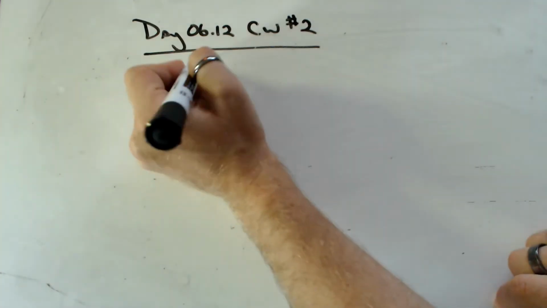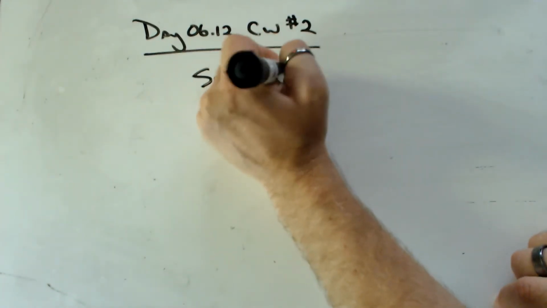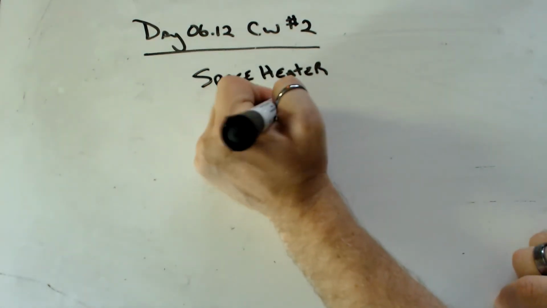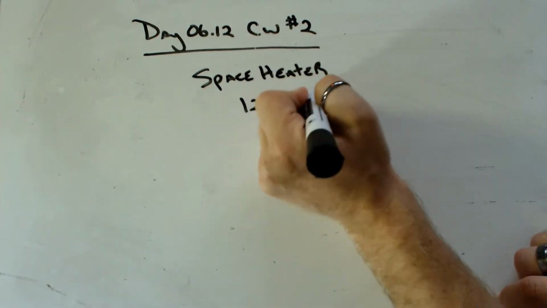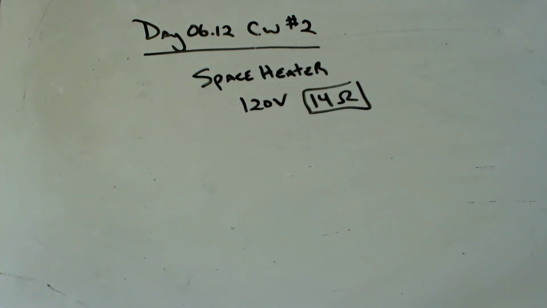So this problem deals with a space heater, and we are going to run it at 120 volts, and it has a resistance of 14 ohms. And the key word there, it says a hot resistance.